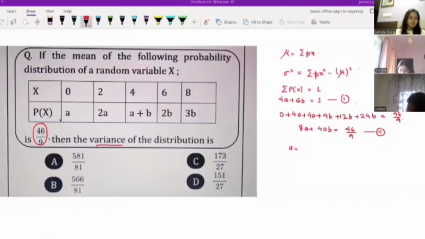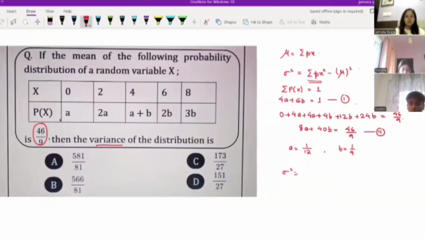So anybody who got the answer for a and b? B is 1/9. Okay, correct. What about a? 3/36. That means 3/36 is 1/12, right? Yes, 1/12. Correct.